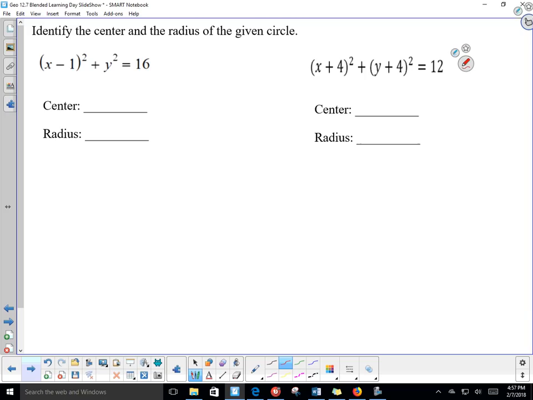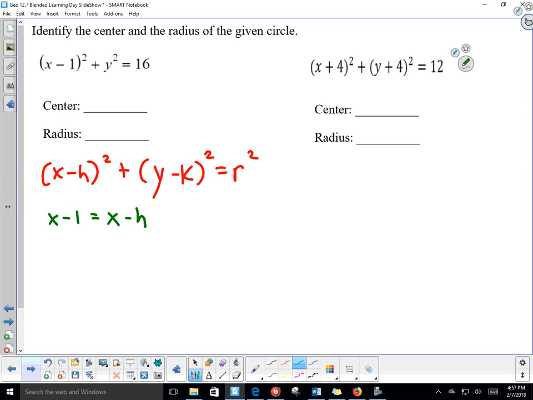In this case, we are just asked to identify the center and the radius of the given circle. So again, if we know that the formula is (x − h)² + (y − k)² = r², our equation has a 1 right where the h is, because the x − 1 is equal to the x − h part. So that means that h must equal 1. Remember, our center is (h, k), so in this case, that's going to be 1 comma what?